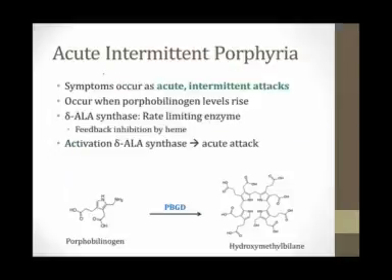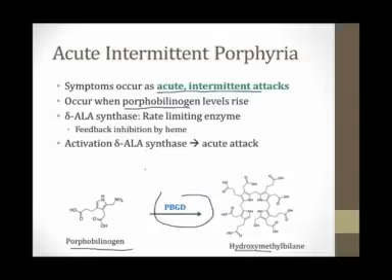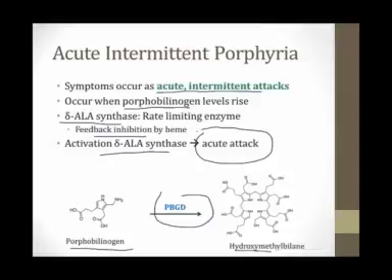This disorder gets its name because the symptoms occur as acute intermittent attacks. They only occur when levels of porphyrobilinogen rise. Remember that PBGD converts porphyrobilinogen into hydroxymethylbilane. Porphyrobilinogen levels will rise anytime the rate-limiting enzyme in the heme synthesis pathway is activated. Remember that that enzyme is D-allosynthetase. It has feedback inhibition by heme. So anything that activates D-allosynthetase will ramp up the activity of heme synthesis in the liver, and that will lead to a rise in porphyrobilinogen levels, and that will lead to an acute attack.